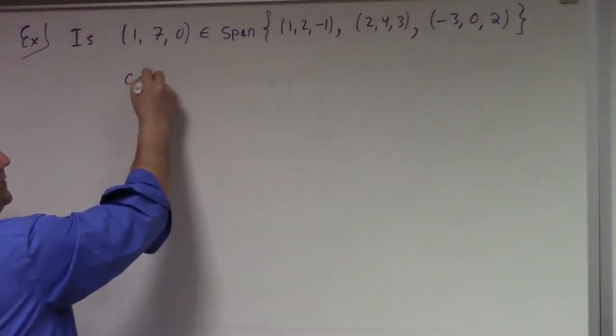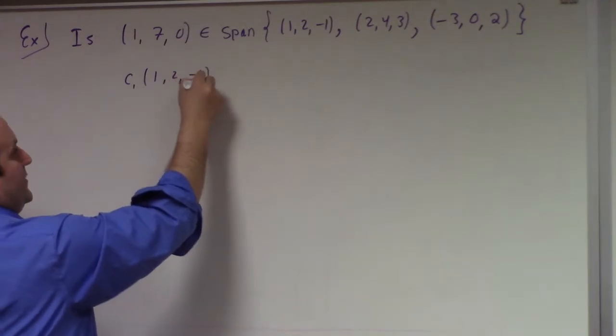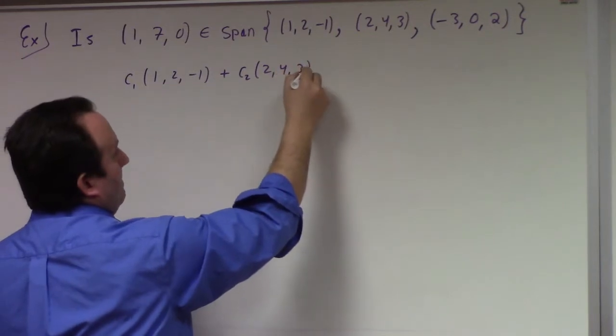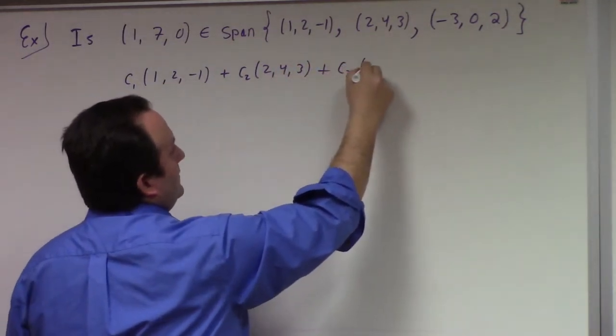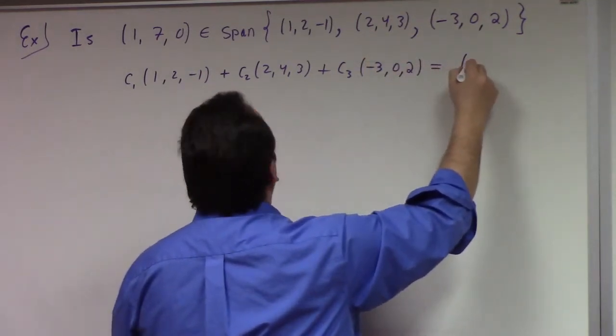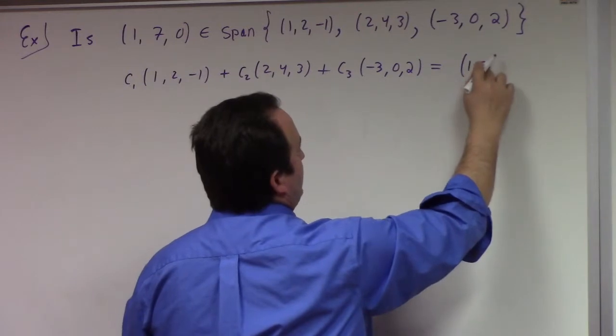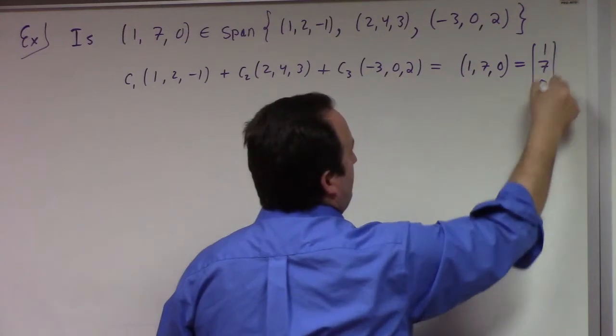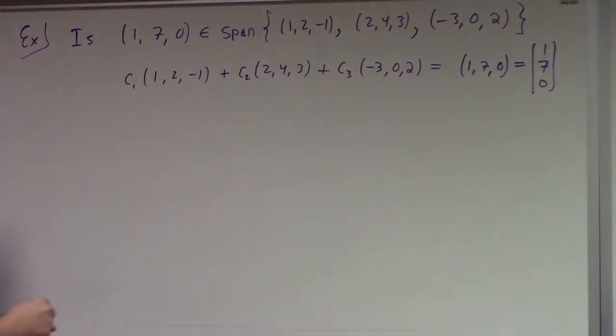So what equation do we have to solve to answer this question, yea or nay? I mean, we have to look for C1 times (1, 2, minus 1), plus C2 times (2, 4, 3), plus C3 times (minus 3, 0, 2), which is equal to (1, 7, 0). Now remember, this is my sneaky notation, which means (1, 7, 0). These are our hidden columns. So if I rewrite this, what do I have?